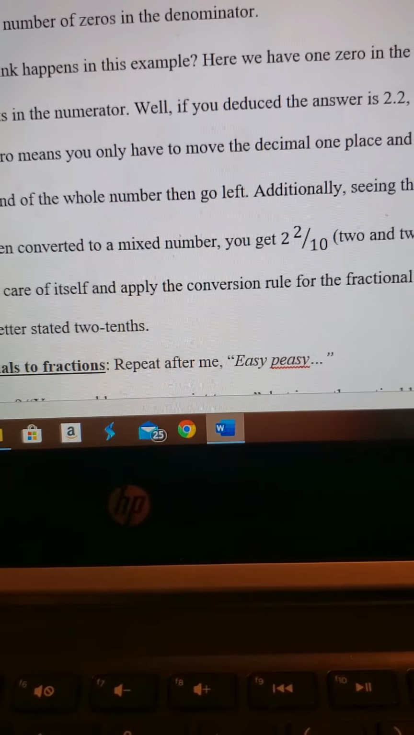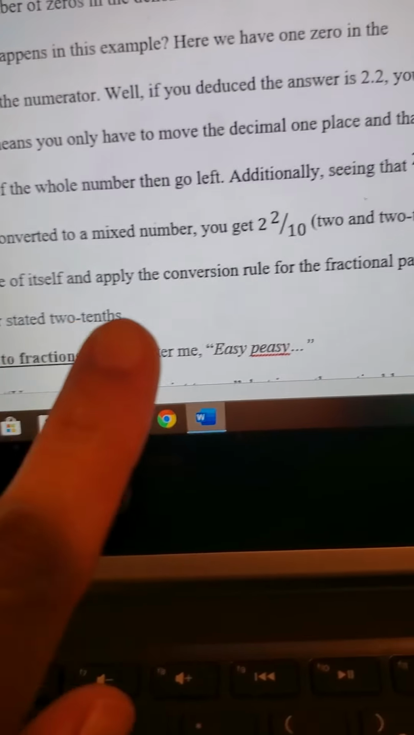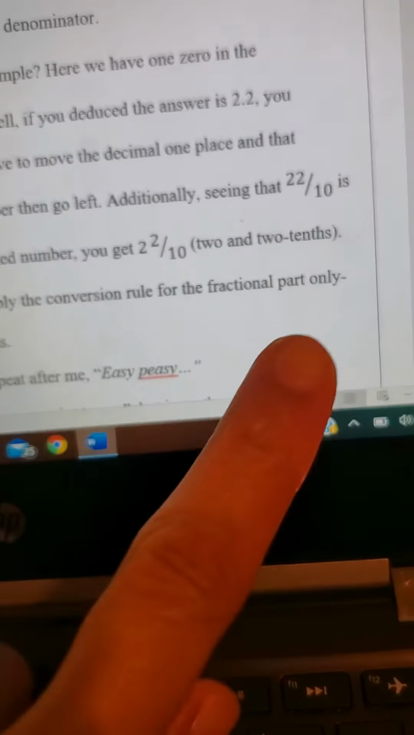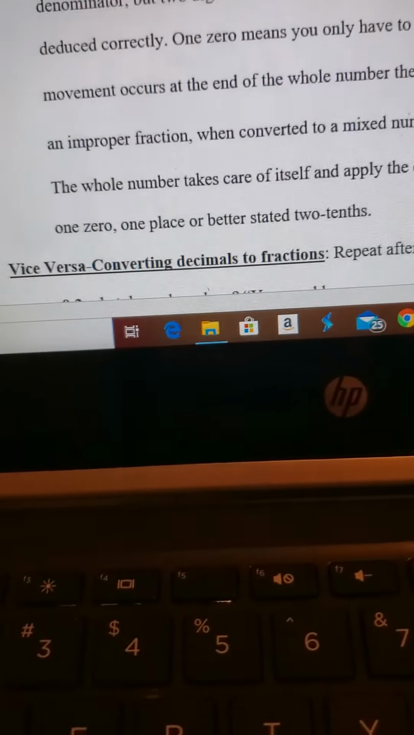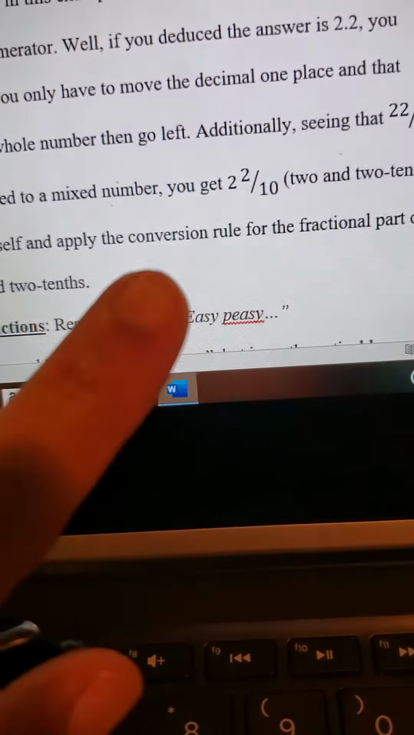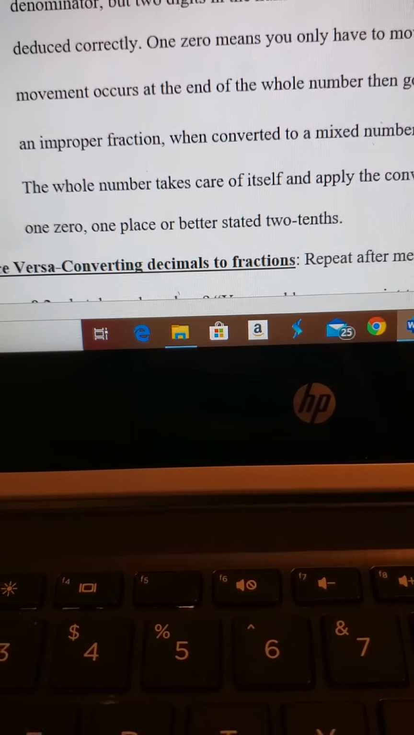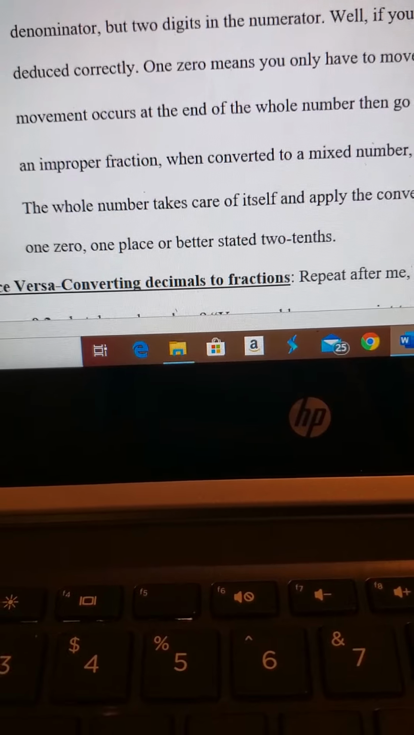So when we convert our improper fraction into a mixed number, you see we get 2 and 2 tenths, and we can write that. The whole number takes care of itself, of course, and we apply the conversion rule for the fractional part only. So that is 1 zero, 1 place, or better stated, 2 tenths.